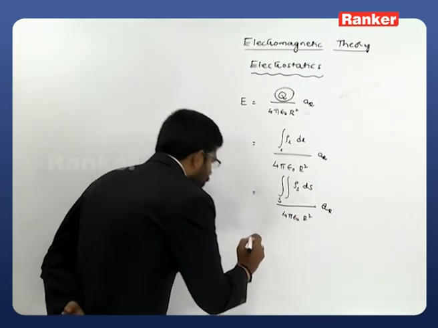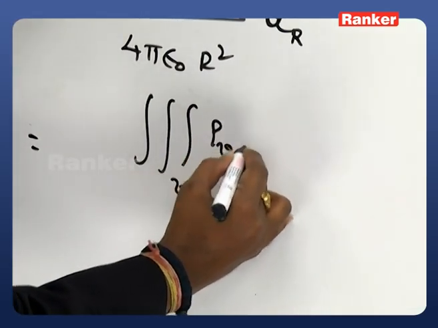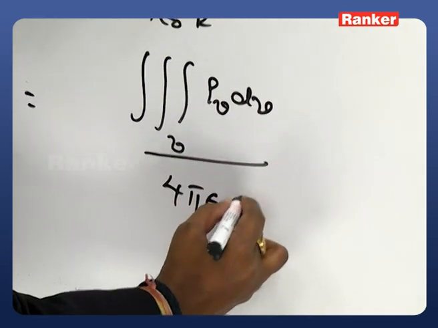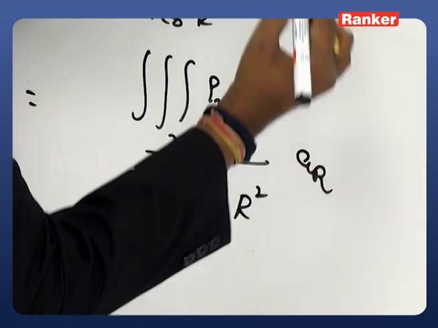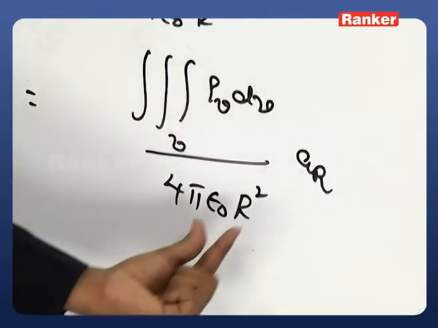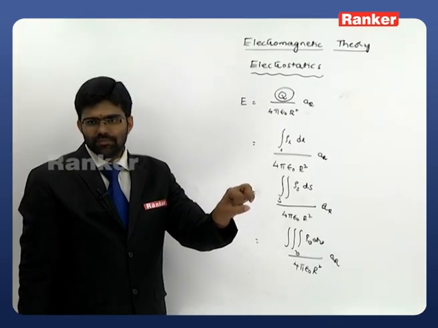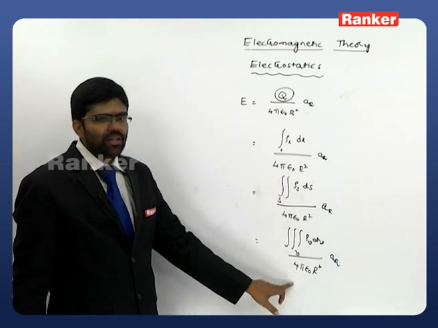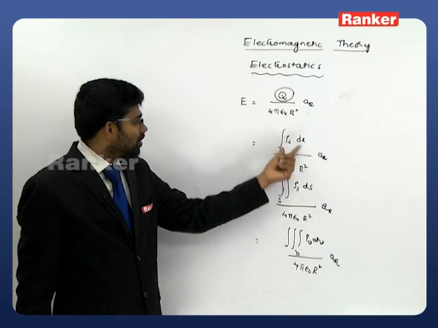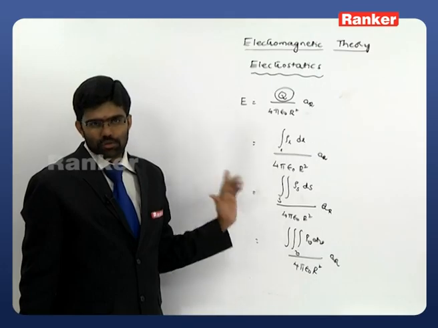And in case of volume, it is the volume integral of rho v dv by 4 pi epsilon naught r square a r. This volume integral of rho v dv gives us the total charge, and r is the distance between the volume and the point where we are observing. This is the simple procedure for obtaining the electric field intensity for the respective charges. If it is line charge, use this one; surface charge, this one; volume charge, this one.